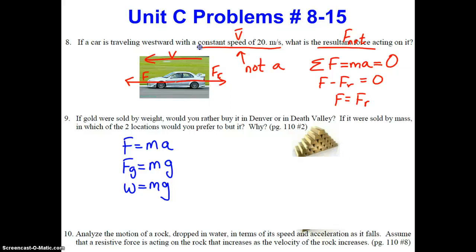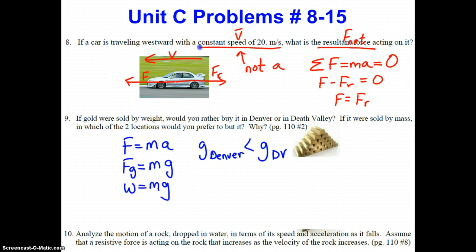So what this is getting at is, if gold were sold by weight, would you rather buy it in Denver or in Death Valley? Well, if it's bought by weight, that price is going to depend on the mass of the gold times the acceleration due to gravity at that location. Well, the g value in Denver is going to be less than the g value in Death Valley. And I'll just use DV there.